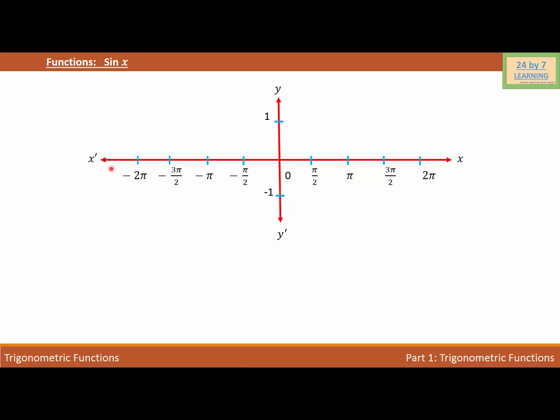So as you can see, this is my x-axis and this is my y-axis. The point of intersection of x and y-axis is this point, which is origin. The points that I'm considering on the right side of origin are pi over 2, pi, 3 pi over 2, and 2 pi. And the points that we are considering on the left of origin are negative pi over 2, negative pi, negative 3 pi over 2, and negative 2 pi. The values that we are considering on the y-axis are negative 1 and 1.